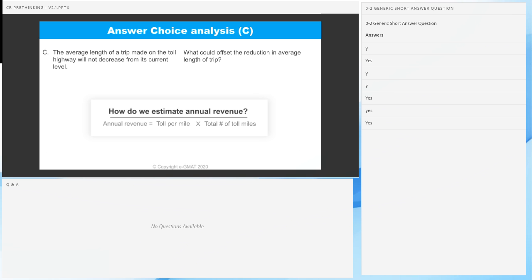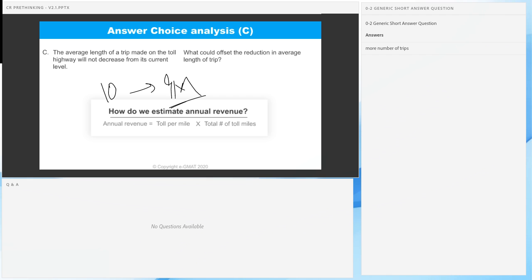Let's look at choice C. Choice C talks about the average length of trip on the toll highway. It says the average length will not decrease from its current level. Now, the question you have to ask is what could offset the reduction in average length? Earlier, let's say each trip was 10 miles long on average. Now it's 9 miles long. So what could offset the reduction in the average length of trip?